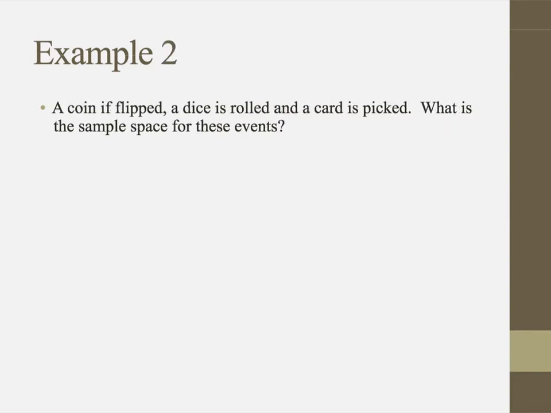We have a coin that is flipped, and a die is rolled, and a card is picked. What is the sample space for these events? Well, a coin has how many possible outcomes? 2. And a die, 6, right? A standard 6-sided die. And then a card in a standard deck: 52. 52, very good.